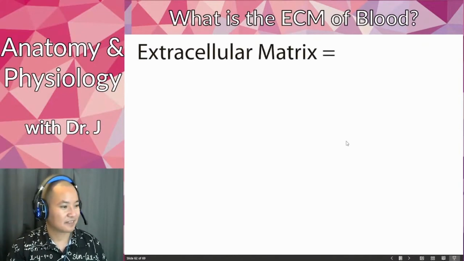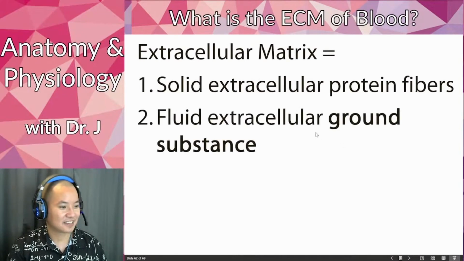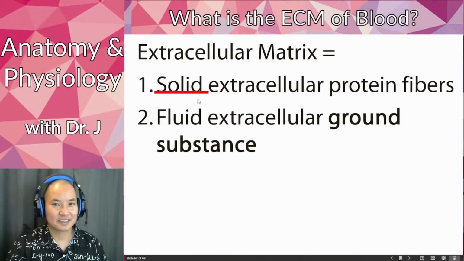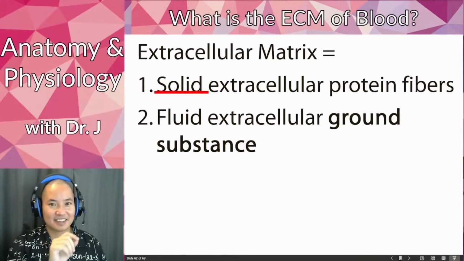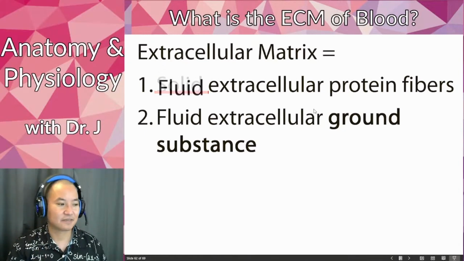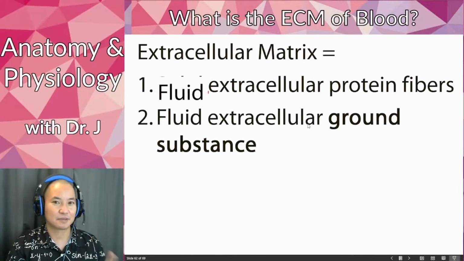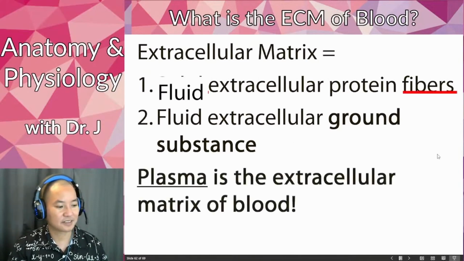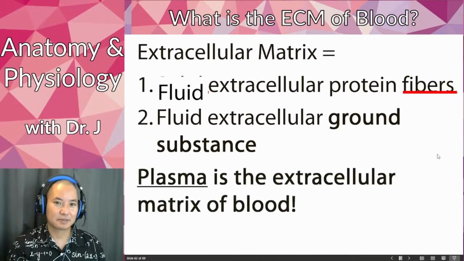Yeah, so what we have here, extracellular matrix, so solid and fluid, extracellular ground substance. And with blood, just think of it as extracellular matrix for blood. Instead of being solid, you just have fluid extracellular protein fibers that are able to dissolve in the ground substance of blood. So the extracellular matrix of blood is pretty much everything.